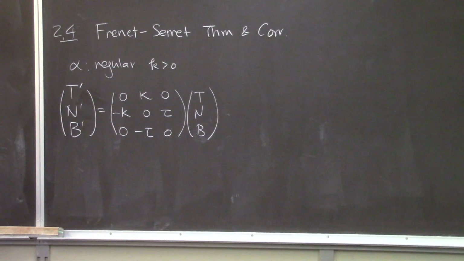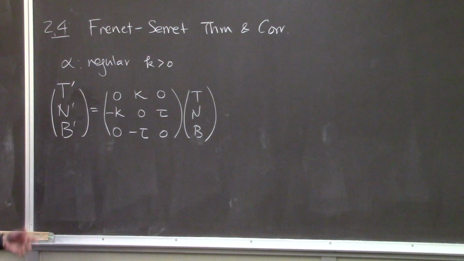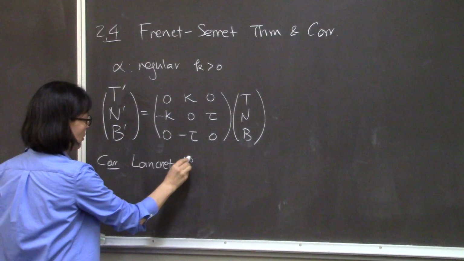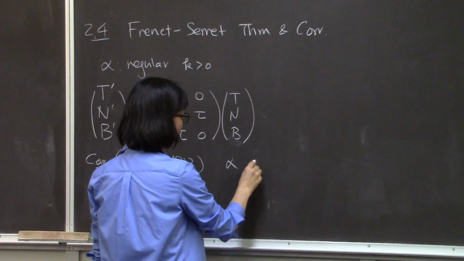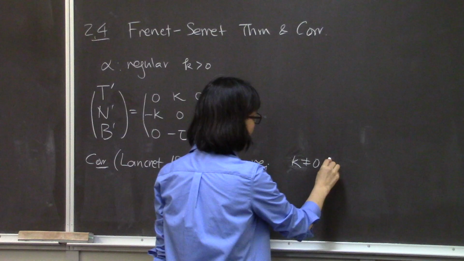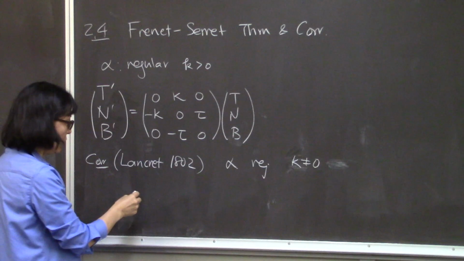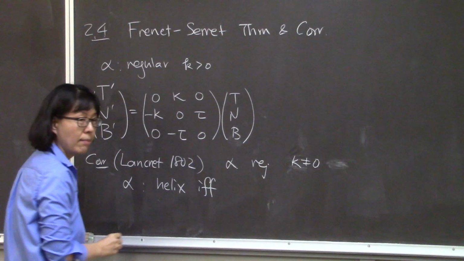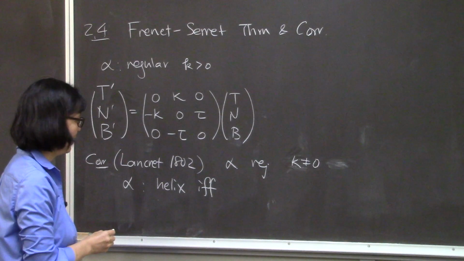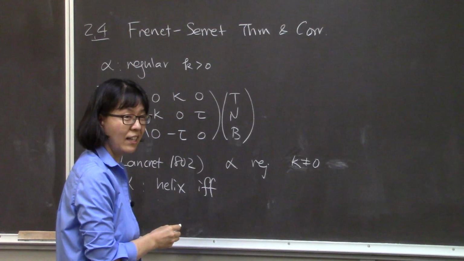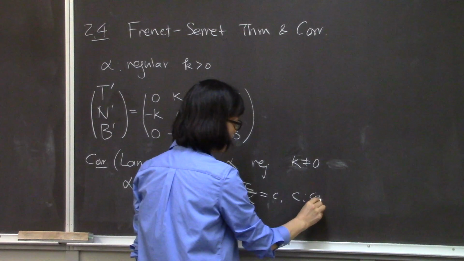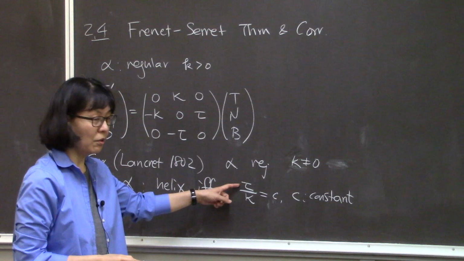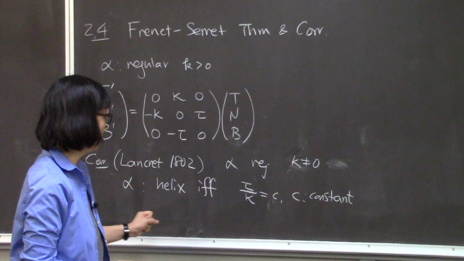And we have a very important corollary from it. We call that Lancret's theorem. It was proposed in 1802, and then another person found the solution. So alpha is a regular curve, and curvature kappa is not zero. Then we have the if and only if condition: alpha is a helix if and only if the ratio of torsion to curvature is a constant. So there exists a constant C such that torsion tau is a constant multiple of curvature. Okay, so we can prove this one using that.